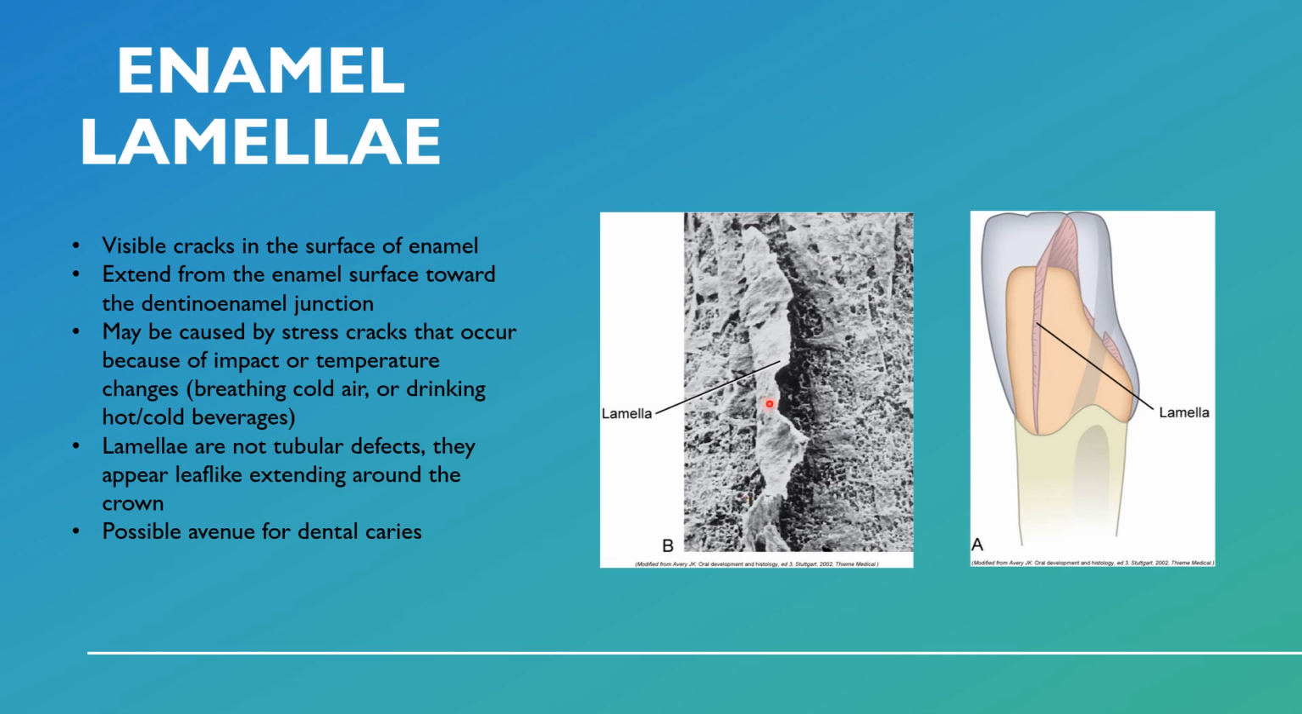Now the picture here is showing a couple of images. One is microscopic, where you can see where the lamella is, and it looks a little bit jagged. And then on an actual tooth itself, it would look like, as I said, a little hairline fracture.